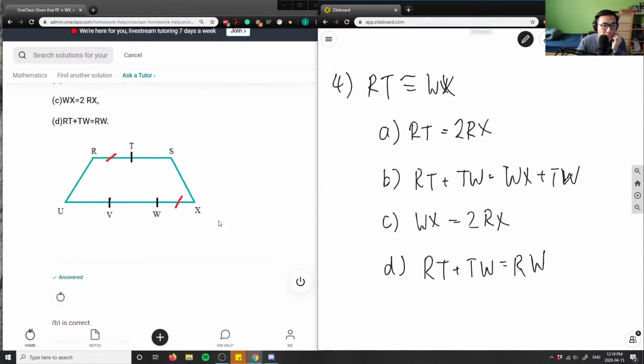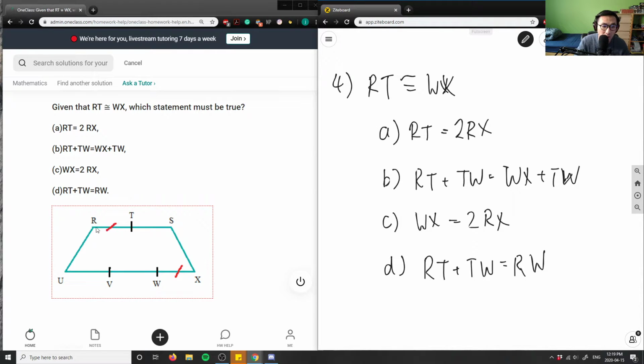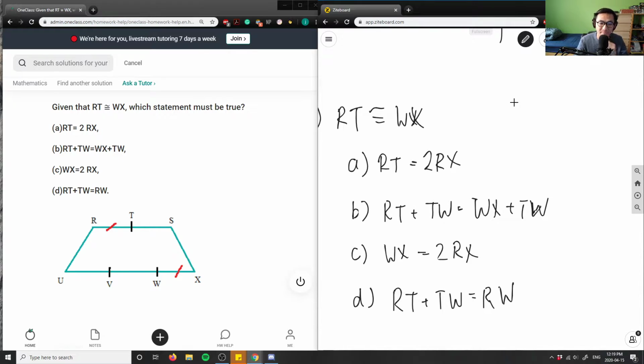So let's look at RT here. RT is here to here equals 2RX. So RX would be from this point to this point here. So let me just redraw this trapezoid actually. So this is R, this is T, S, X. This here is congruent, or let me do a blue. This here is congruent with this side here. This here is W.